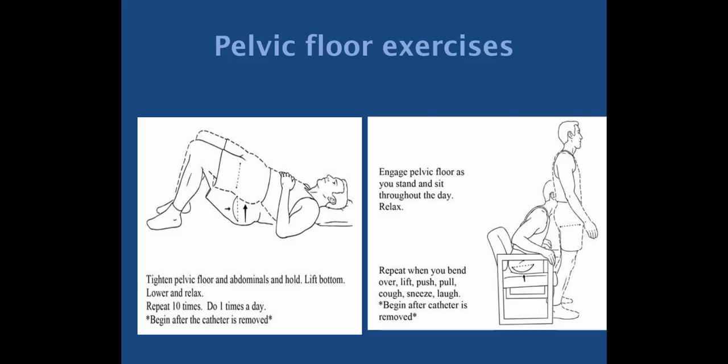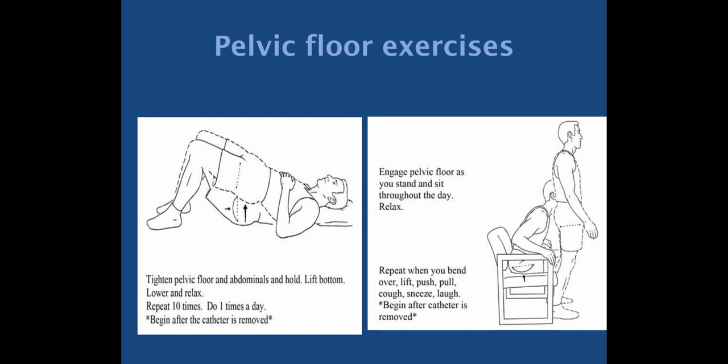So these are the pictures of pelvic floor exercises. In the first picture we can see the patient is in bridging position. Tighten the pelvic floor and abdominals and hold. Lift the bottom, lower and relax. Repeat it 10 times, and it can be done at least once in a day. Begin after the catheter is removed.